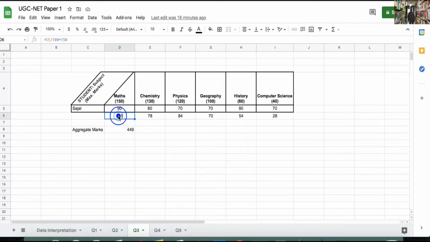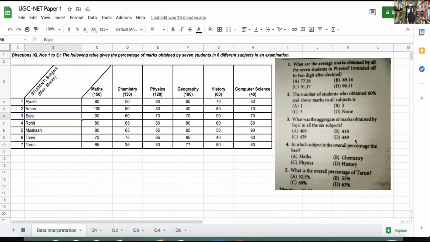Okay, so from here to here, these are the marks obtained out of the maximum marks, which is 150, 130, 120, 100, 60 and 40. See, 70% here, so this will also be 70. Okay, now the aggregate. When we find the aggregate, we will take the sum of all these things, from 135 onwards. So it's going to be 449. The option will be 449.